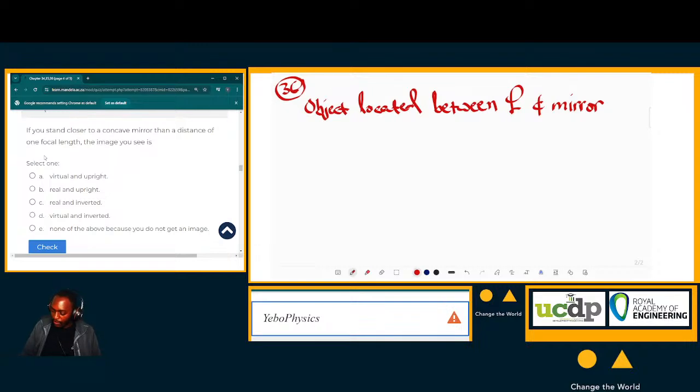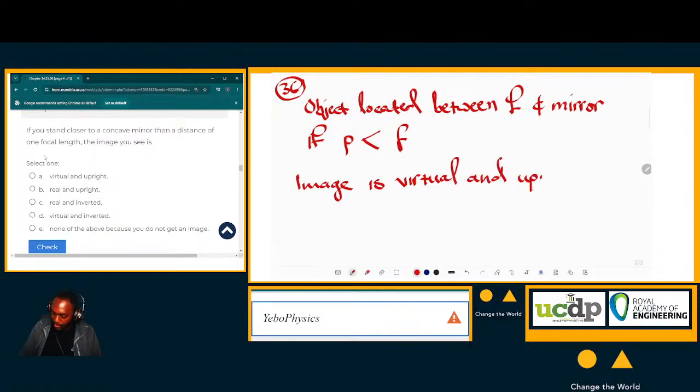If the object distance P is less than the focal length, the image is virtual and upright. You can confirm this in your notes. So it's virtual, it's upright, and it's also enlarged, if you are to add all the attributes of that image.